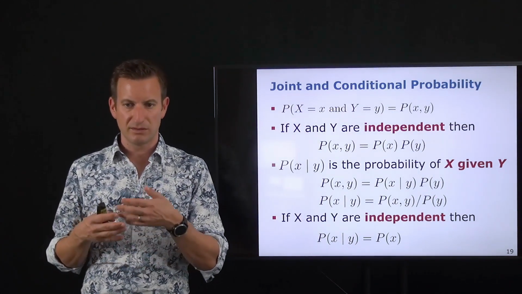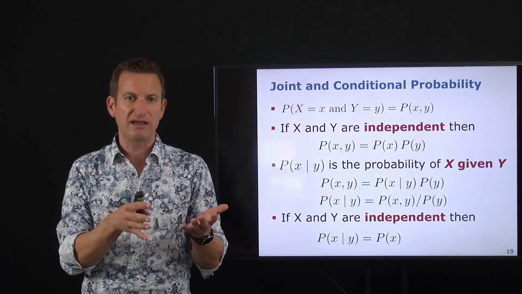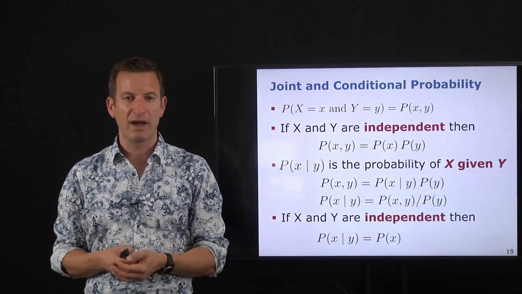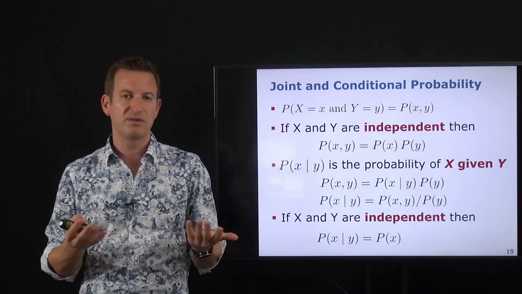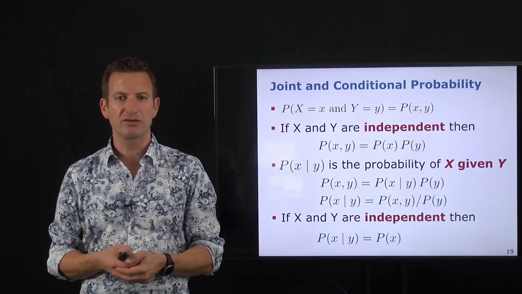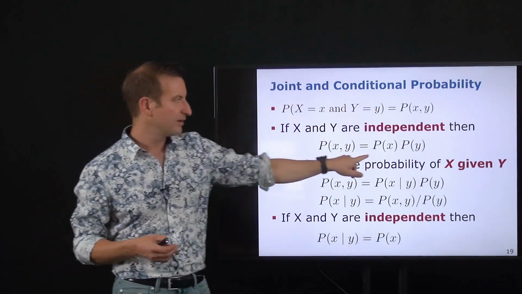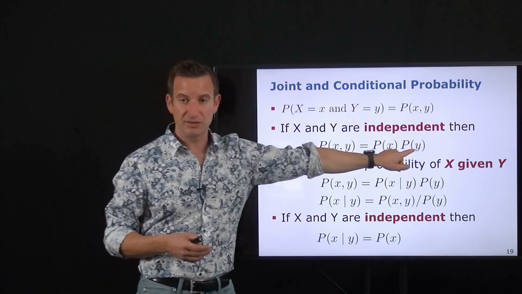So the probability that a certain outcome happens in x, for example, is independent from the random variable y. No matter what y looks like, it doesn't change the probability distribution over x. This is basically what independence means, and this is the definition of independence. So x and y are independent if this holds.